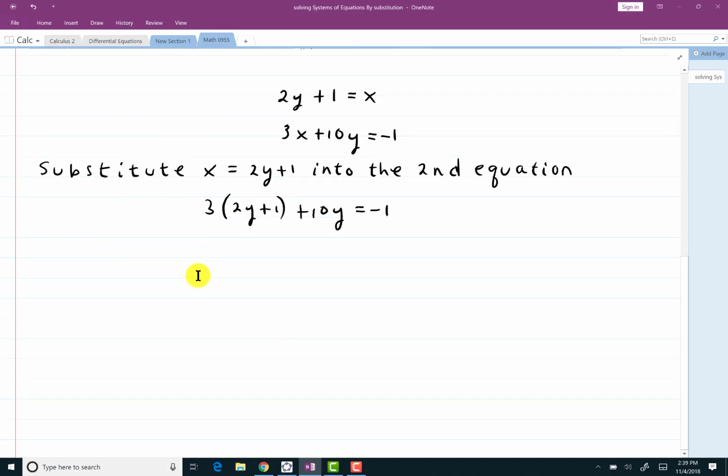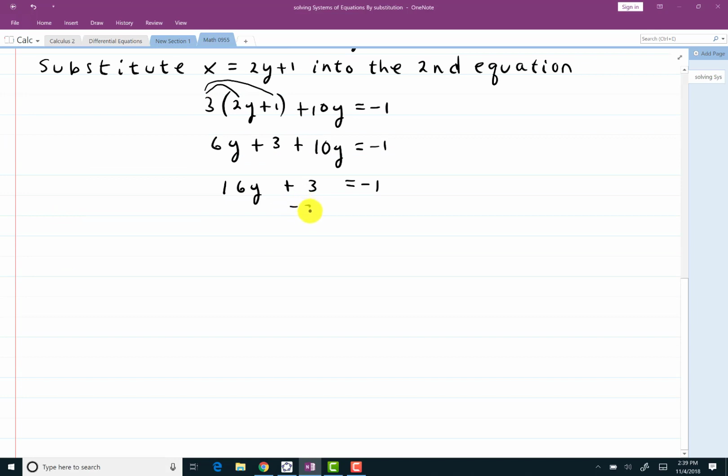As you would normally do, I'm going to distribute the 3 to both parts of this expression, and I'll get 6y plus 3 plus 10y equals negative 1. Now let me combine my y's. 16y plus 3 equals negative 1. Subtract 3 from both sides. So you get 16y equals negative 4. Then I'll divide by 16. If I simplify that, that equals negative 1/4. So I have the y value.